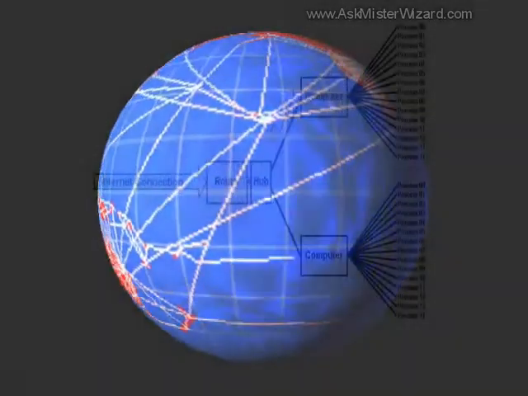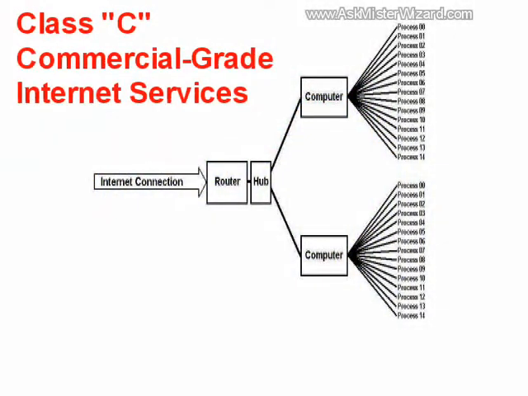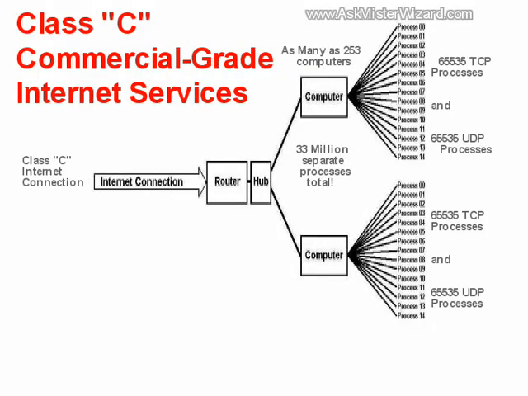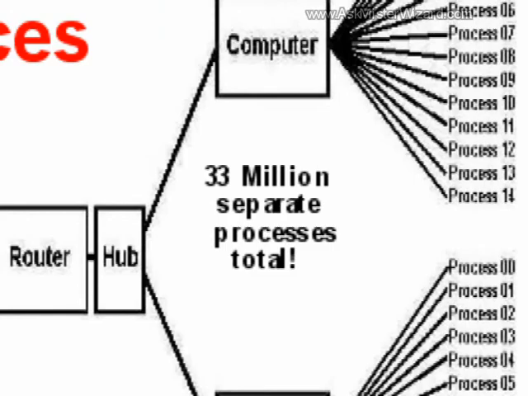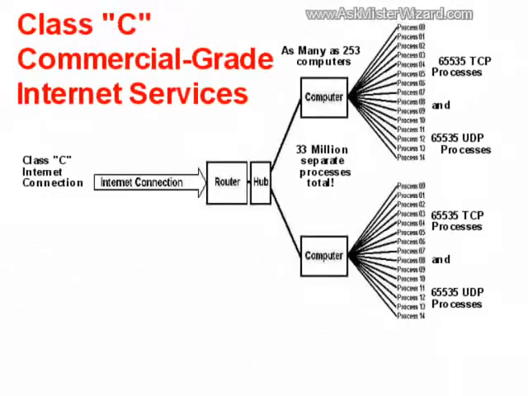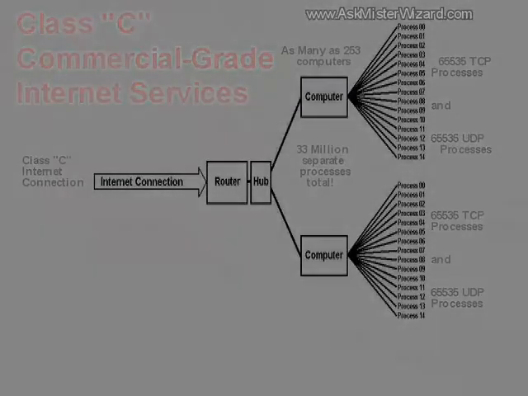If you've already seen the AskMisterWizard.com movie entitled Class C Commercial-Grade Internet Services, then you know that even this smallest of arrangements could provide addressing for as many as 33 million communicating processes simultaneously running on as many as 253 different computers. That was a lot of networking power.